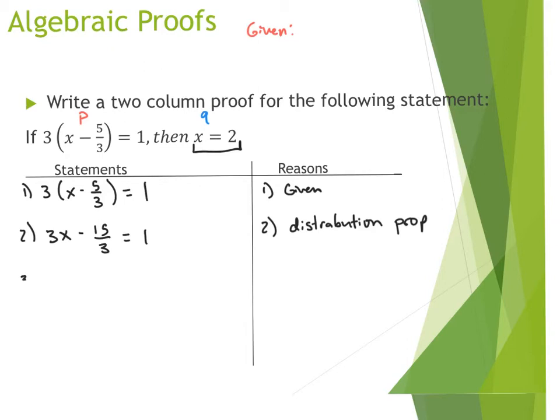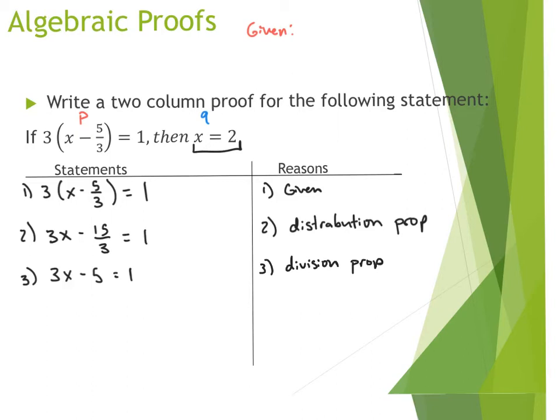Now my next step, I've got to simplify this fraction. So I have 3x minus 5 is equal to 1. Now I got 5 because 15 divided by 3 is 5. So for my reason over here, I'm going to put division property.